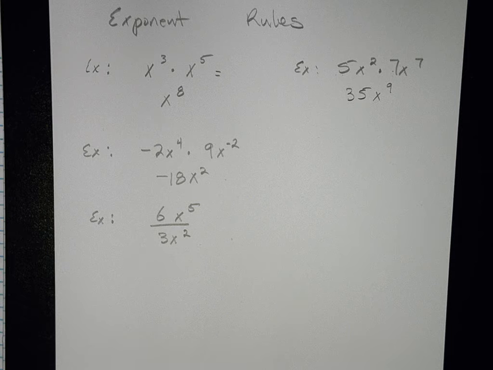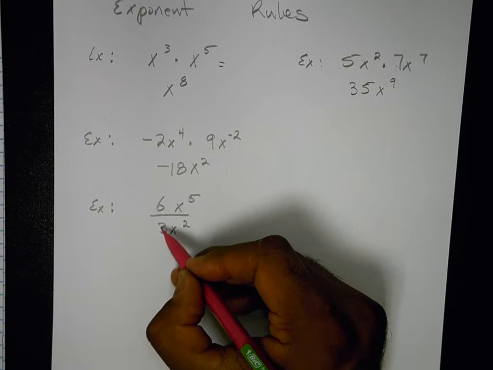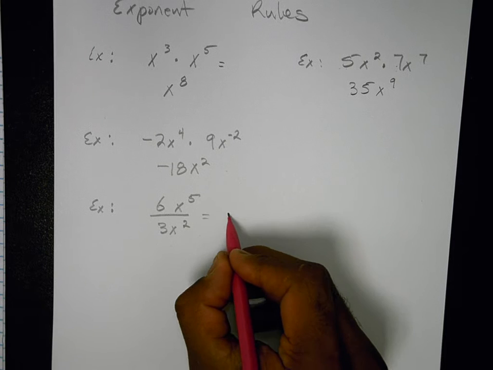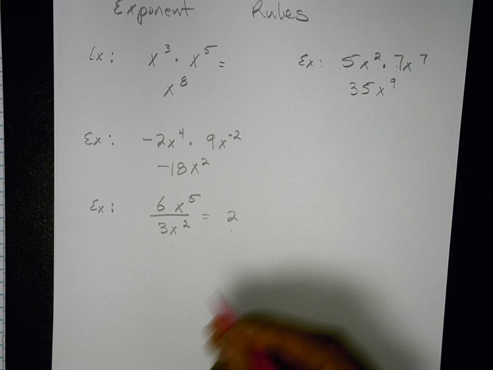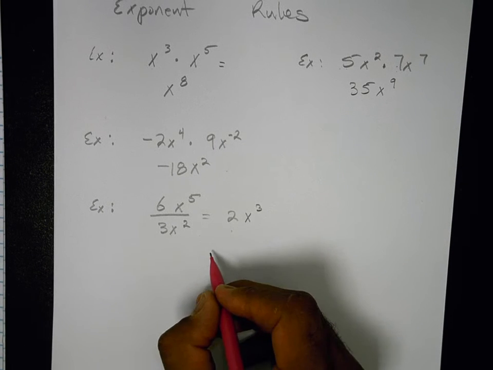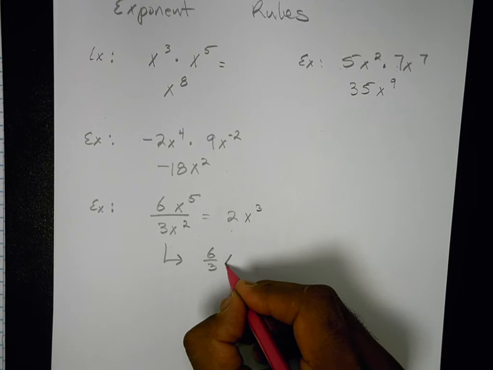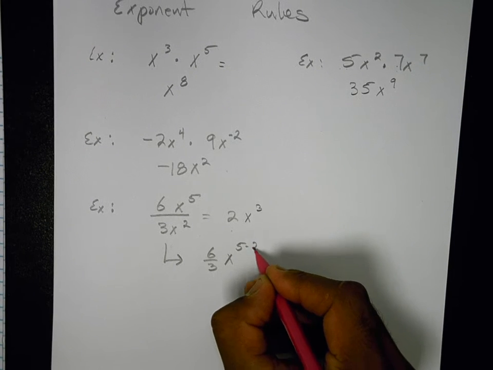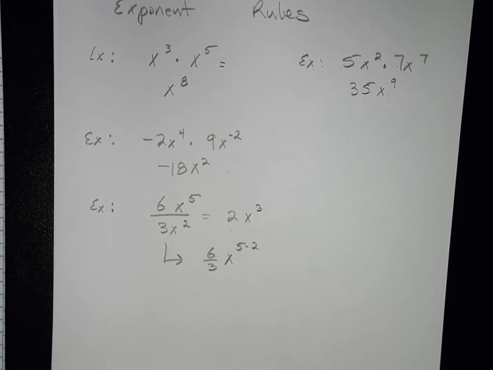Okay. So in this case, I'm dividing. 6 divided by 3 is 2, and x to the 5th divided by x to the 2nd is x to the 3rd. The shortcut for this one is to divide the coefficients and subtract the exponents. The numerator exponent, the one on top, has to go first. And you end up with that answer. All right, once again, that's the shortcut.